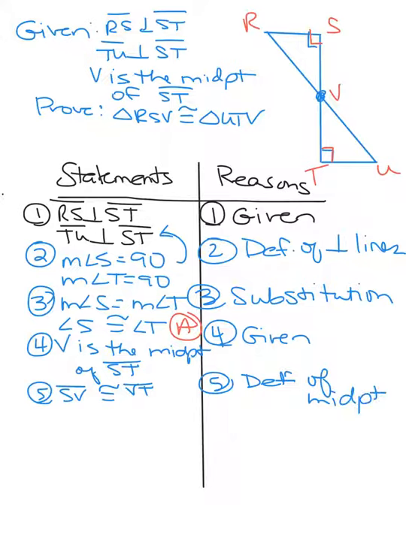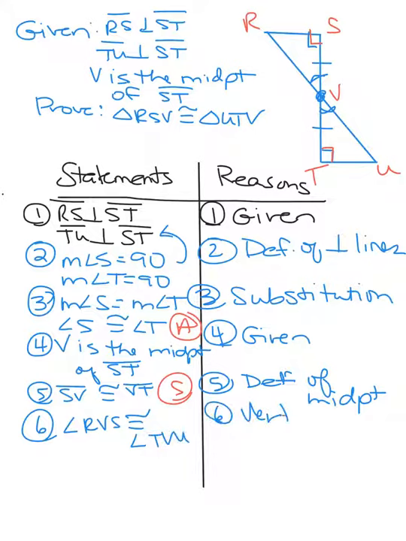Now again, it's in my proof, so I'm going to mark my diagram. So SV is congruent to VT. I also want to mark that I have a pair of segments that are congruent. So I need one more thing, and what do I notice? Well, in looking at the next step, and then back to my diagram, I notice that I have a pair of vertical angles there. So I can say that angle RVS is congruent to angle TVU, and that is because vertical angles are congruent.